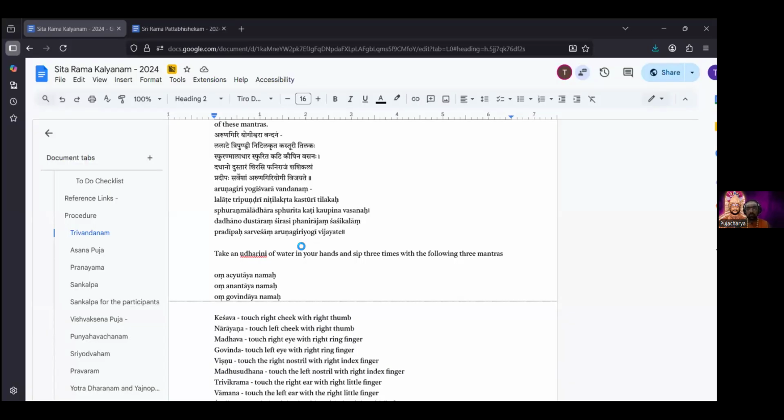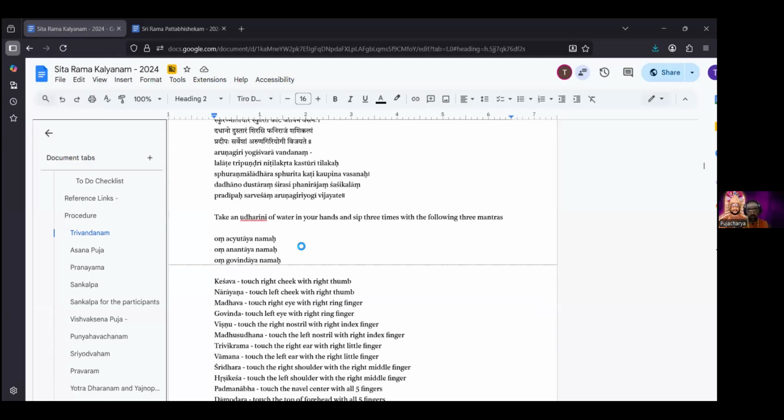Take an uddharani of water into your right palm, with your hand in the Gokarna mudra, and sip the water 3 times. Each time the word Namaha is chanted. I'll be showing you the manual also. Om Achyutaya Namaha, take a sip of water. Om Anantaya Namaha, take another sip of water. And then Om Govindaya Namaha, take another sip of water. Yes, rinse your hand with an uddharani of water.